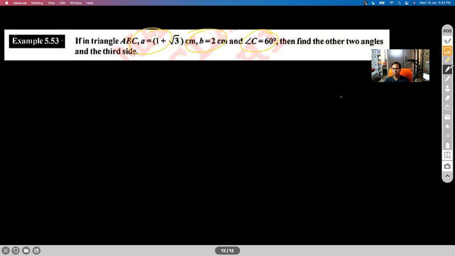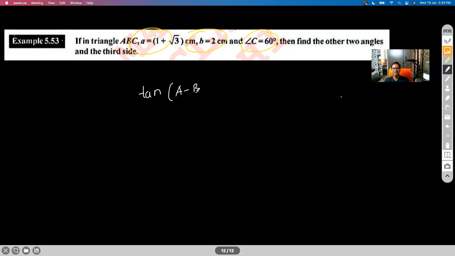Okay, so many of you would have actually used your cosine law. How many of you used cosine law here? Just tell me on the chat box. Okay, some of you used. For a change, I will not solve this by cosine law. I will solve it by using my tangent law. Okay, why? Because a, b is given to me and an included angle is given to me. So I can use this formula.